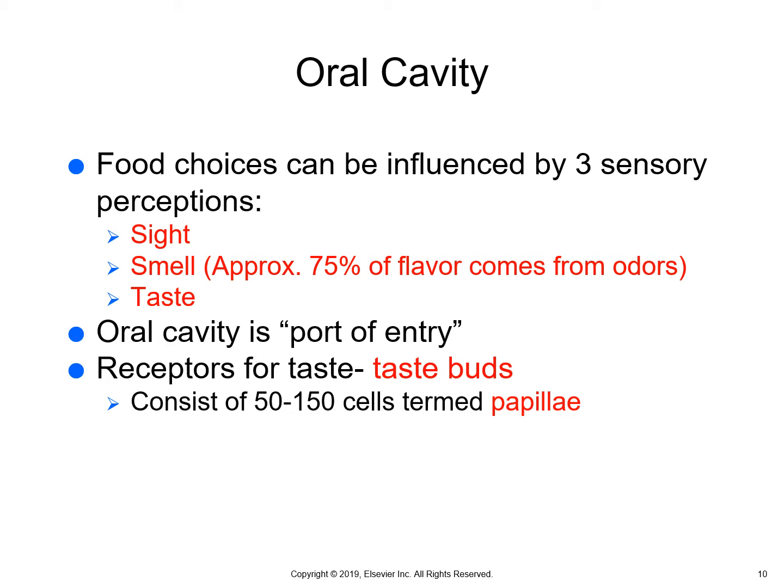So as far as our food choices, they can be influenced by 3 sensory perceptions. We've got sight. We see something and it looks good. We smell it. Approximately 75% of flavor comes from what we smell, and then we taste it. Our oral cavity is our port of entry, and once our foods go in the oral cavity, we've got receptors for taste called taste buds, and they consist of 50 to 150 cells, and they are termed papillae.